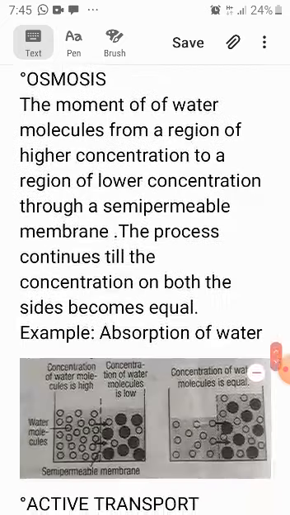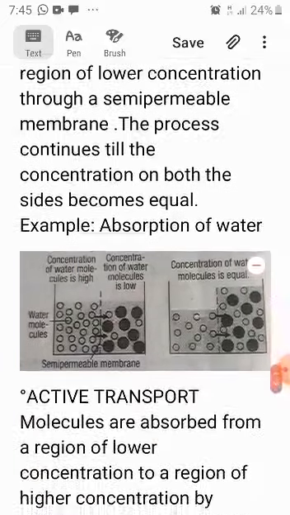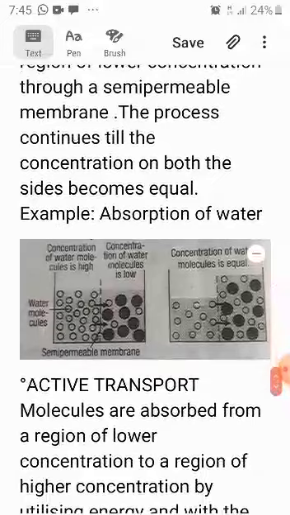The third one is osmosis. The movement of water molecules from a region of higher concentration to a region of lower concentration through a semi-permeable membrane is called osmosis. The process continues till the concentration on both sides becomes equal. Absorption of water by the wall of the small intestine and large intestine takes place by this process. That is the example, absorption of water.